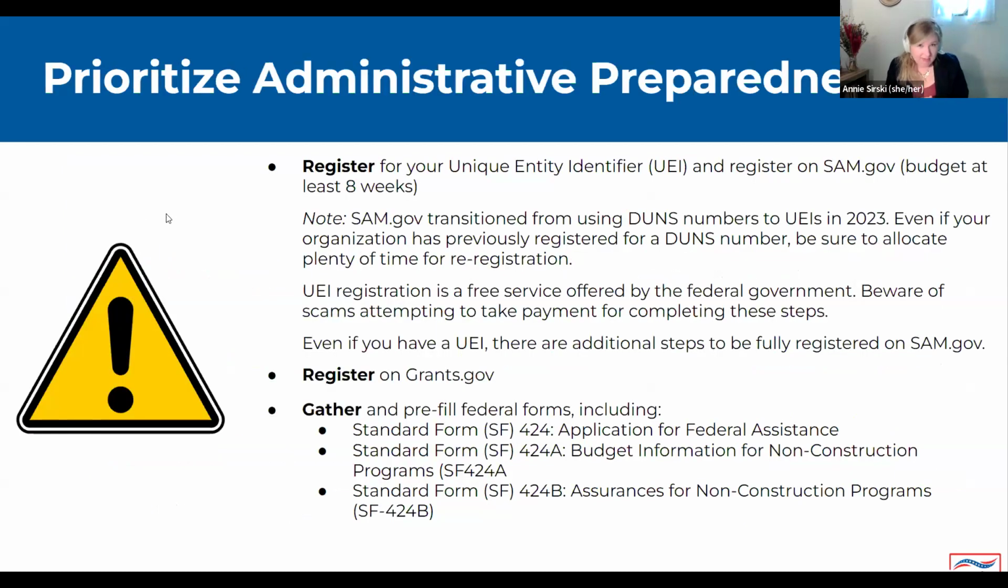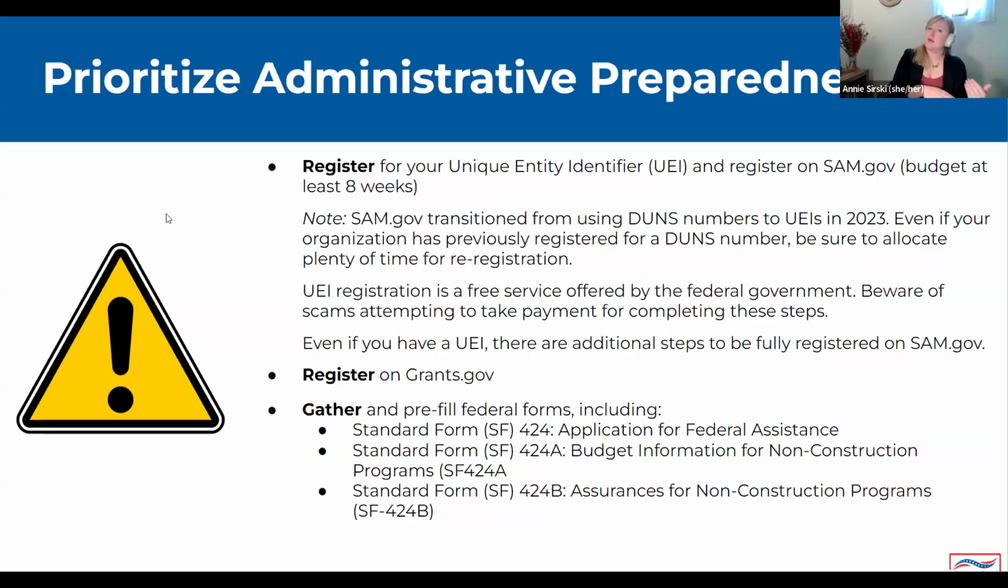As you're getting ready, and even without that notice of funding opportunity, something I want to highlight to folks is that you can get ready from an administrative sense. Anybody who's done any kind of federal grants business knows they like their documentation. So one thing you can do right now is register for your unique entity identifier, or UEI, and register on sam.gov. We often recommend to our clients to be budgeting at least 8 weeks for this process. As a reminder, SAM, or the System for Award Management, is how you actually receive your federal grant dollars.